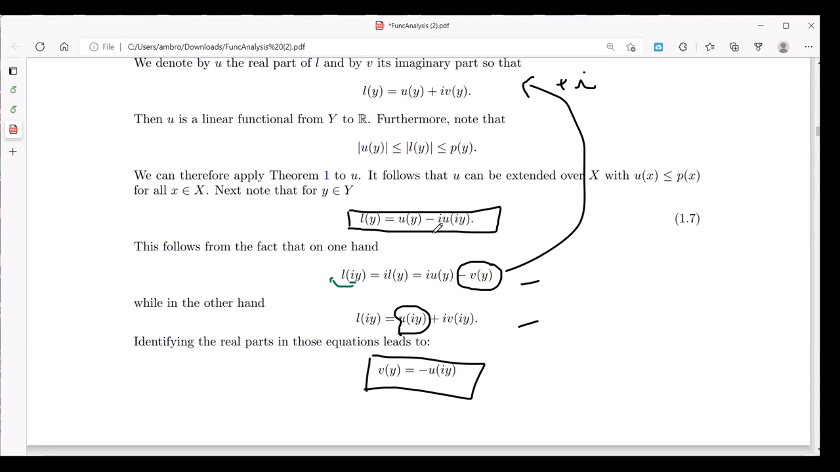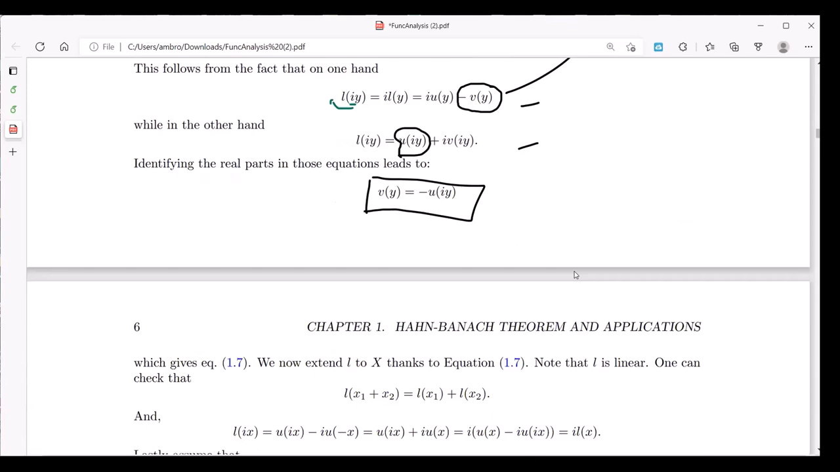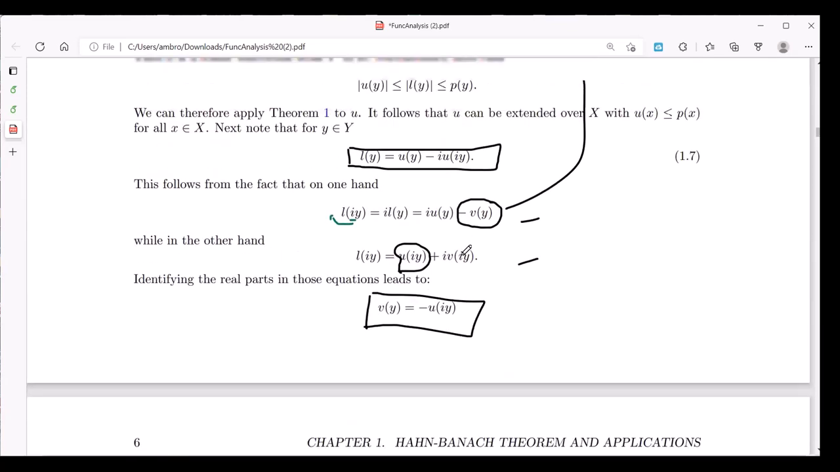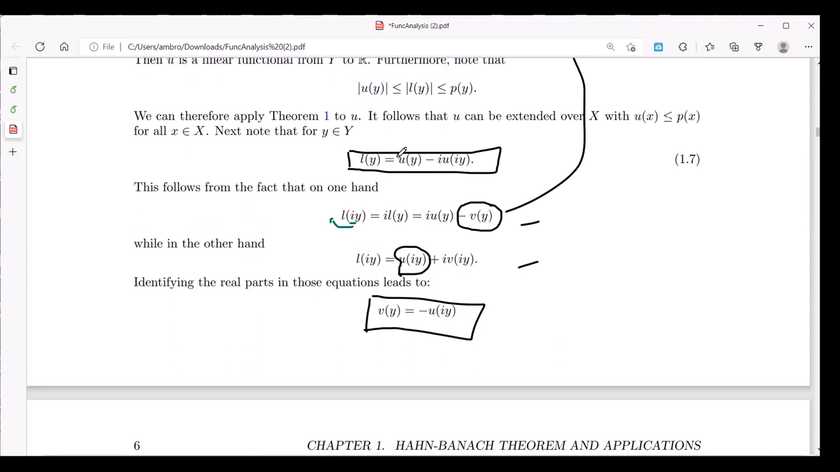Okay, that's not bad. Why? Because U is now defined on all of X. So now I could define L with this equation. That's actually what we do, all right? So now we can define L because U is defined all over X, not only on the subspace Y, but all over X. So now I define L all over X thanks to this equality.